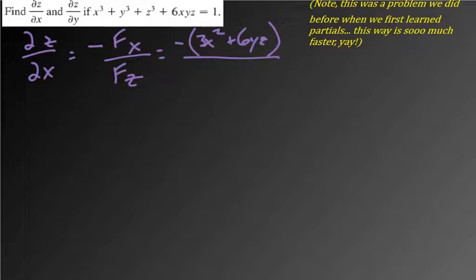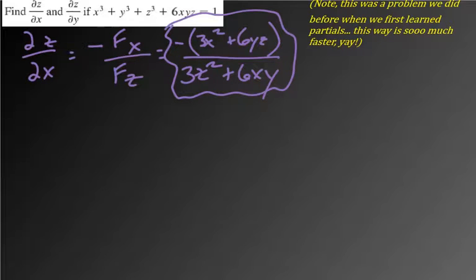And then f with respect to z. First term doesn't matter. Second term doesn't matter. You're going to have 3z squared. And then you're going to have plus 6xy, right? And that is actually it. And really quickly, might as well do the other one here.